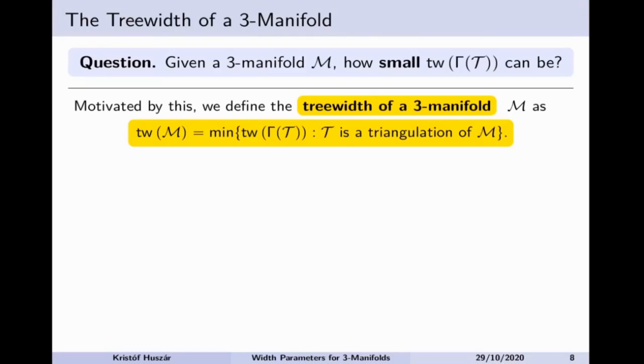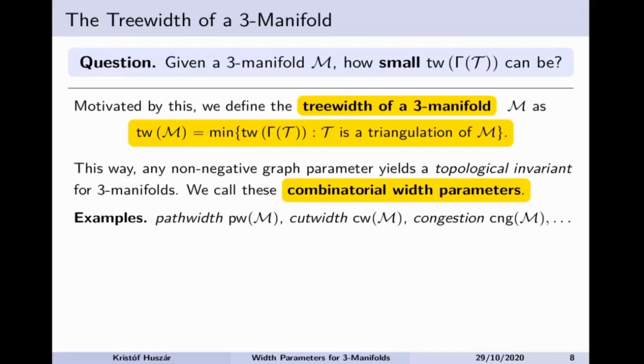And note that this way, we can turn any non-negative graph parameter into a topological invariant for three-manifolds. We call these collectively combinatorial width parameters. So one could consider the pathwidth of a manifold, the cutwidth of a manifold, the congestion of a manifold, also known as the carving width, and so on and so forth.